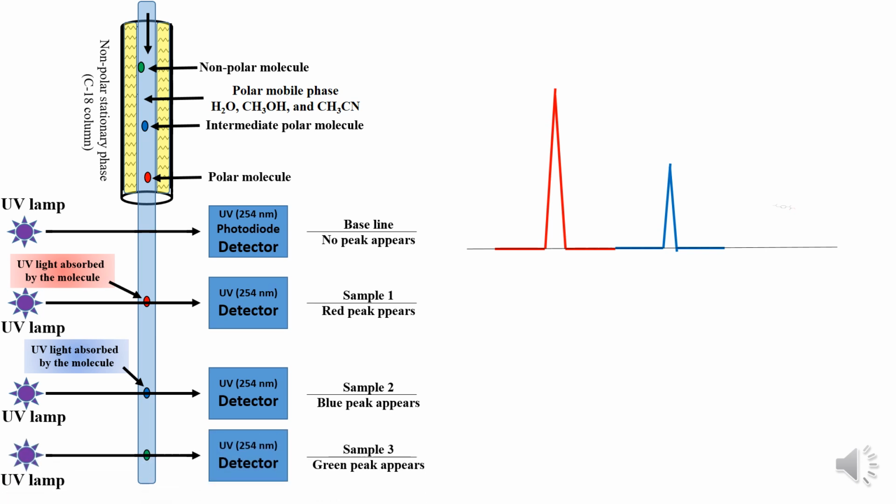And the last molecule which is eluting out of the column is the non-polar molecule. It is retained in the column for a longer period of time because of its greater interaction with the non-polar stationary phase. And when it falls in the path between the UV lamp and detector, it absorbs the radiation and a corresponding peak is seen.